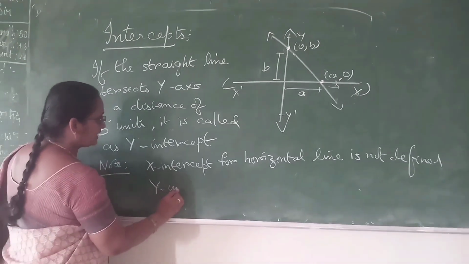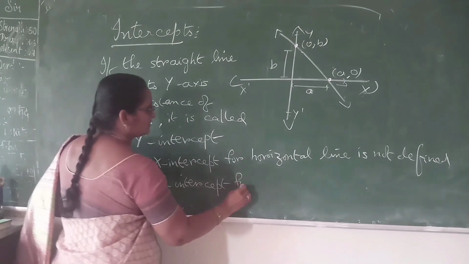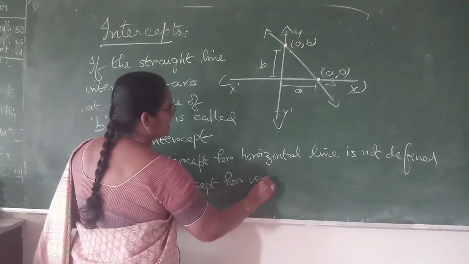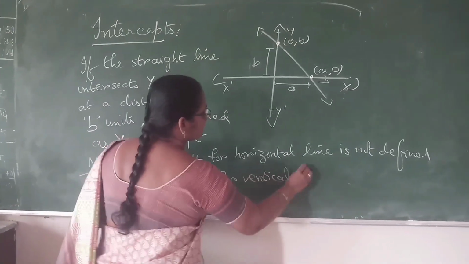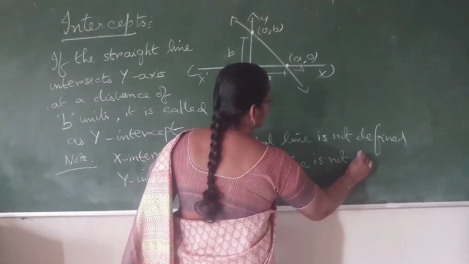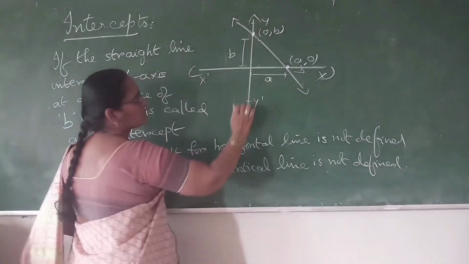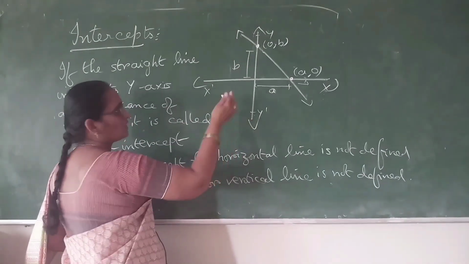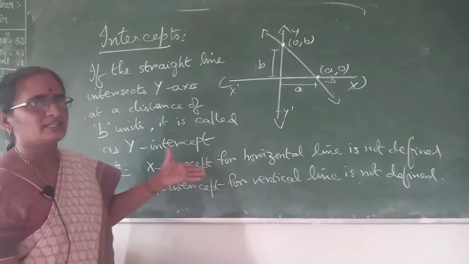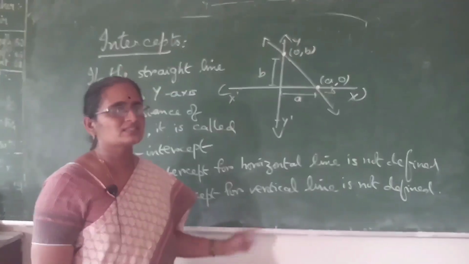Similarly, y intercept for a vertical line is not defined, because the vertical line is falling on the y axis. So, how can we say that it is intersecting at any point? Therefore, y intercept for a vertical line is not defined.